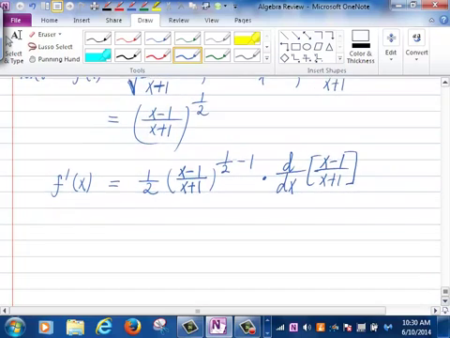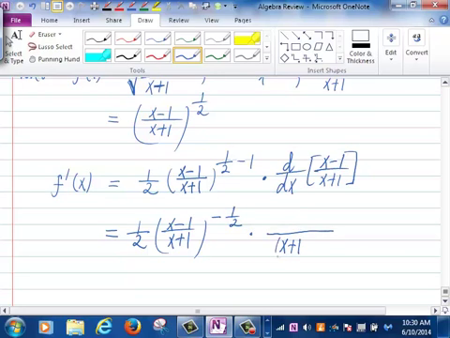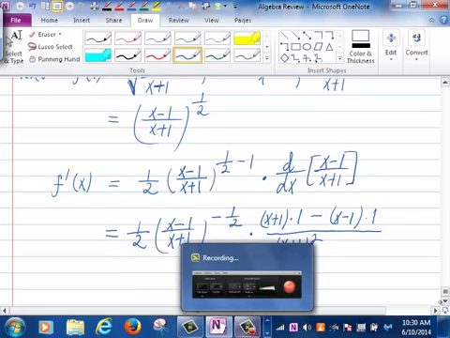But it's not easy. I have to apply what? Half x minus 1 over x plus 1 to the negative half. And for the derivative of the inside, I have to apply the quotient rule. So I get what? X plus 1 squared in the denominator. And then in the numerator I get x plus 1 multiplied by the derivative of x minus 1, which is 1, right? Minus x minus 1 multiplied by the derivative of the denominator, which is 1. Is everybody okay?